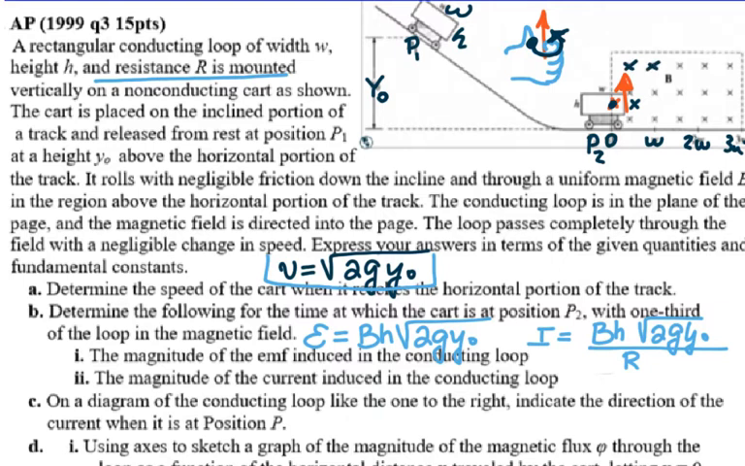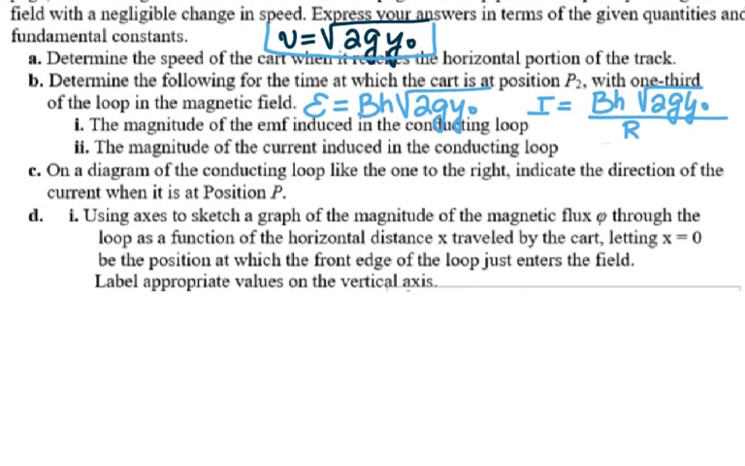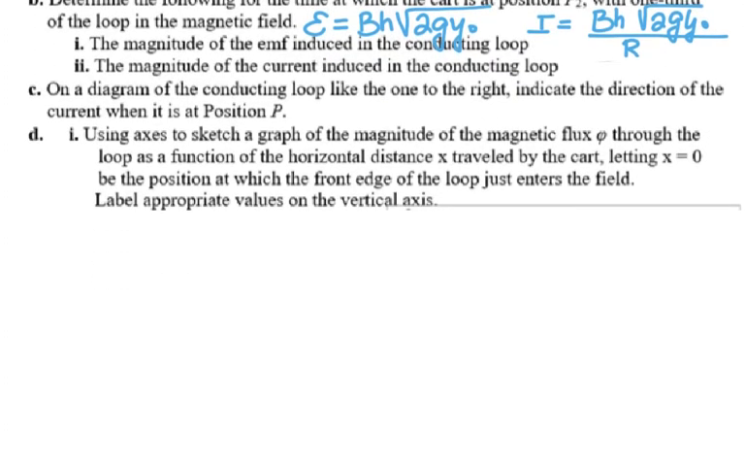So there is a magnetic field going into the page where the loop is entering, and the loop will want to create the current that will oppose the increase of the magnetic flux in the loop. So they ask you to show the direction of the current in the picture that they provide. And let me see where the picture is.